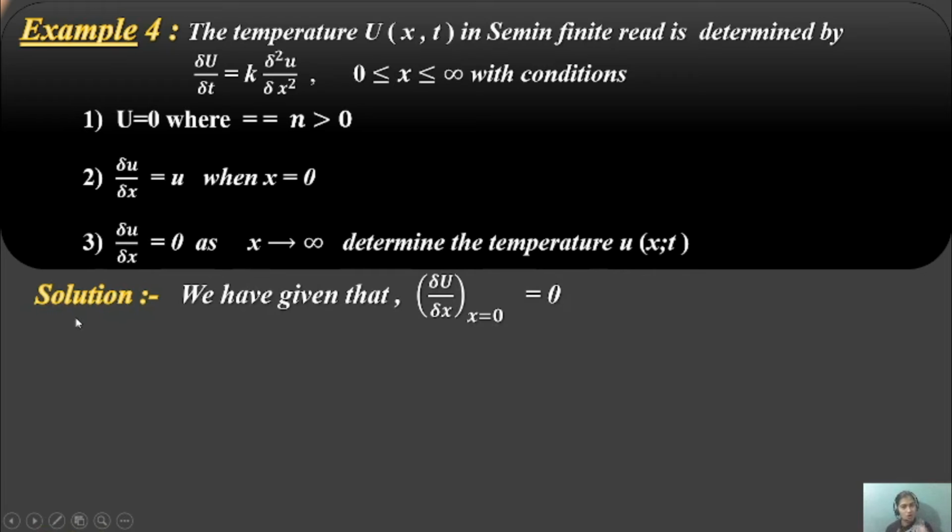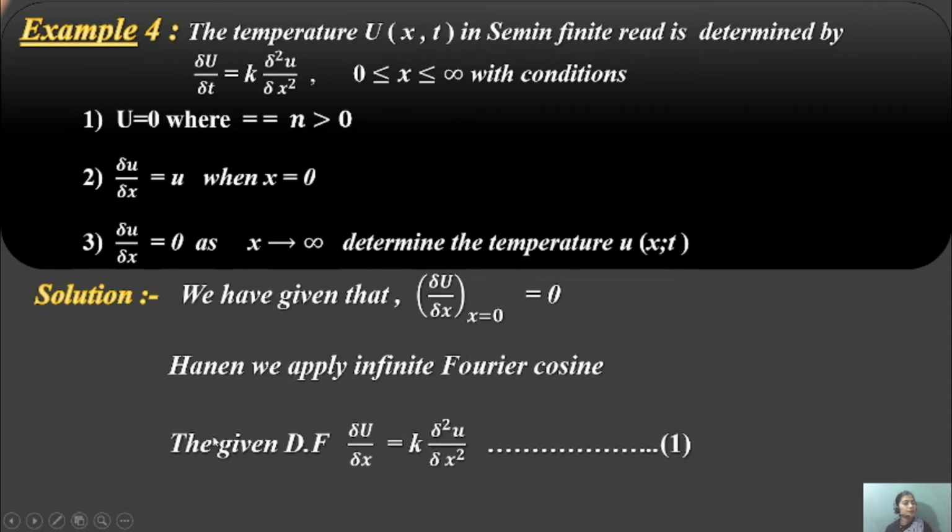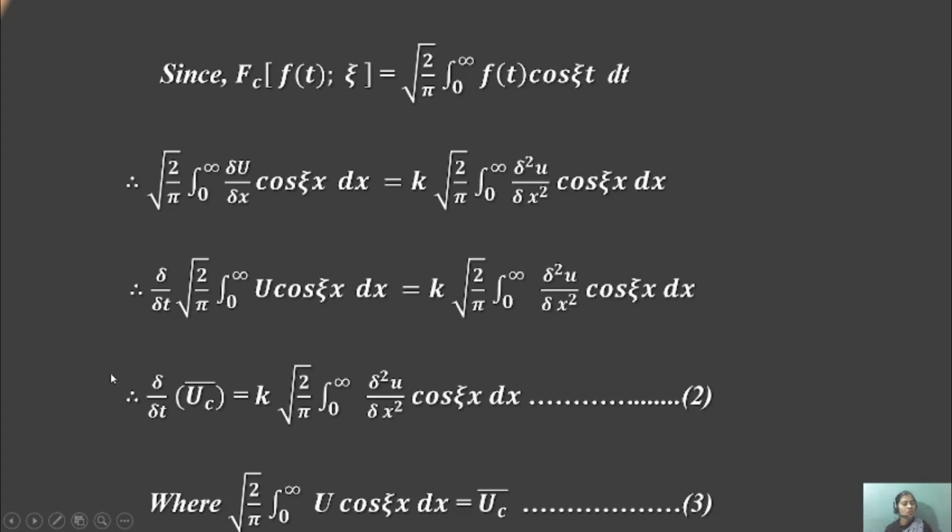It is not a different example; the same form will be considered. How do we solve this example? We are given the value ∂u/∂x at x = 0, considered as a value. Hence we apply the infinite Fourier cosine transform. Then the given differential equation ∂u/∂t = k ∂²u/∂x² is considered as the given example. Okay, for this differential equation, apply the Fourier cosine transform on both sides of the equation.